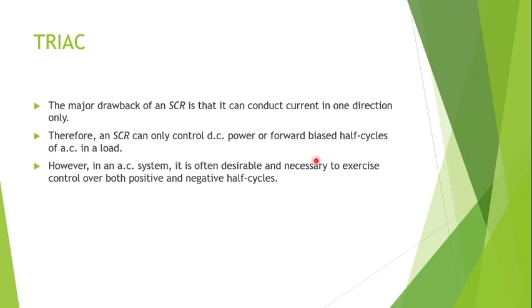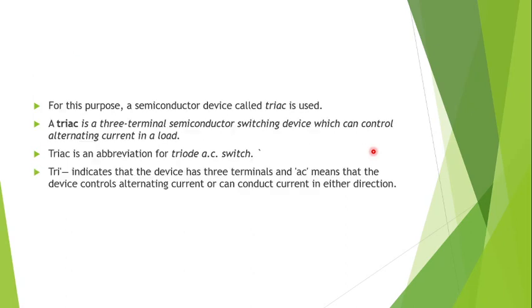Now TRIAC. First and foremost, let us say why do we need a TRIAC? Because we had an SCR. What is the disadvantage of an SCR? The major disadvantage of an SCR is that it can conduct current in only one direction. That is, it can control only DC power or forward biased half cycles of an AC in a load. Now, in most of our loads, we need to control power over both positive and negative cycles. So for this purpose, this semiconductor device called TRIAC is used.